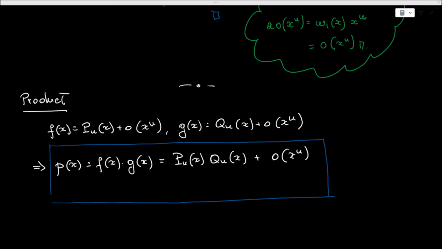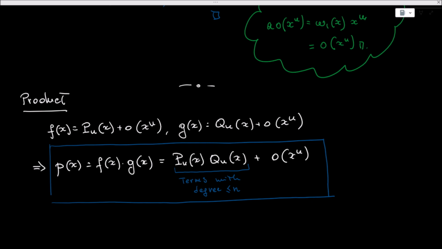Now notice that in this formula, this product Pn times Qn contains only terms with degree less than or equal to n. So let me give you an example. Let's suppose that we want to expand up to degree 4. Okay, so we have f of x equal to P4 of x plus little o of x to the 4, g of x equal to Q4 of x plus little o of x to the 4.